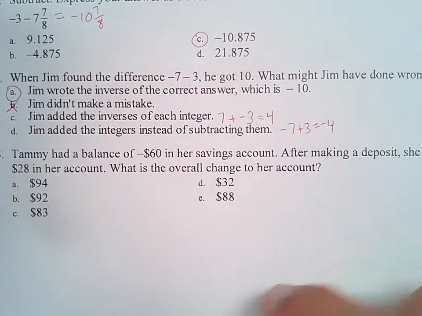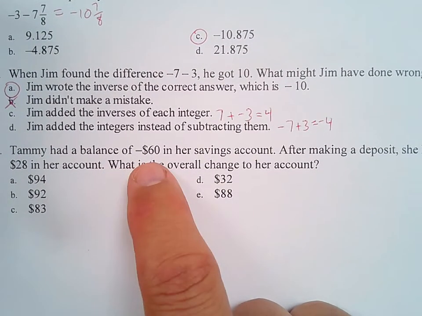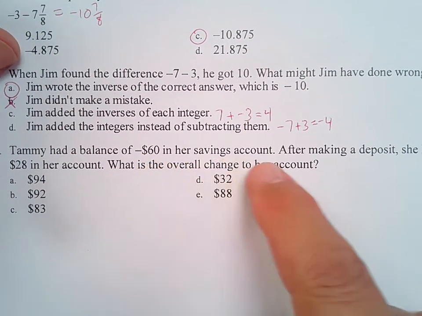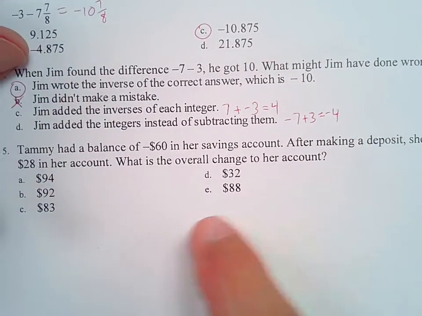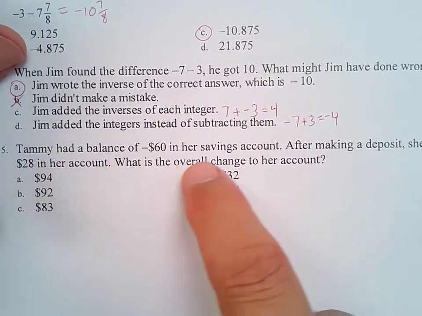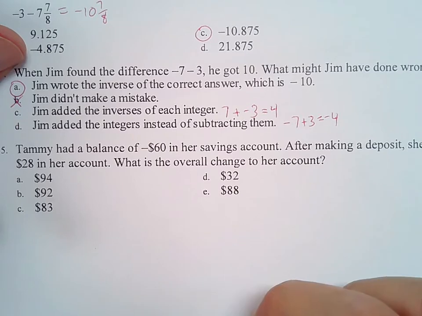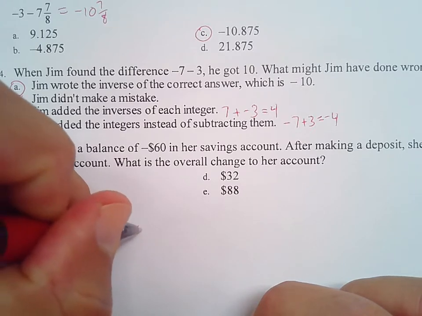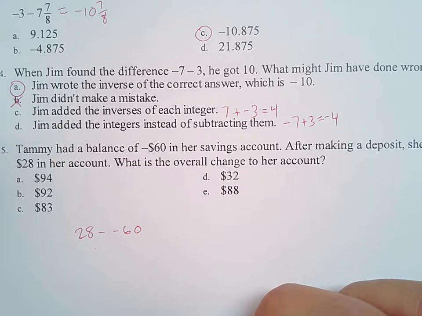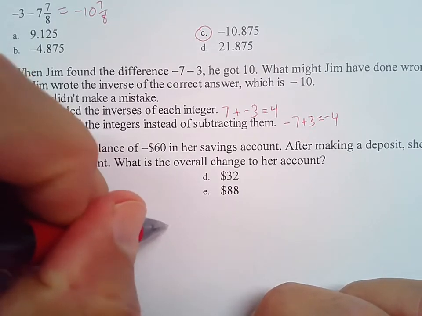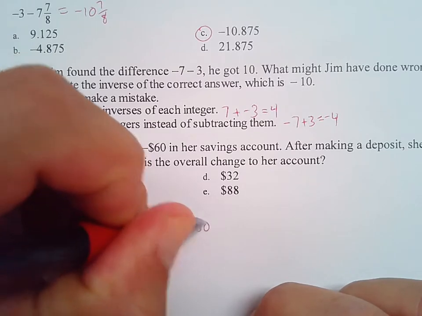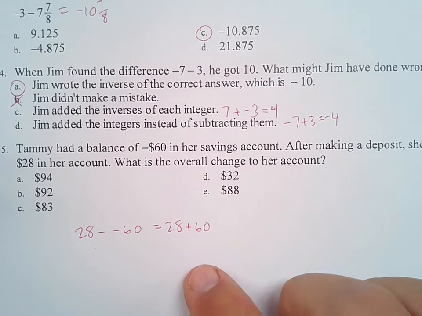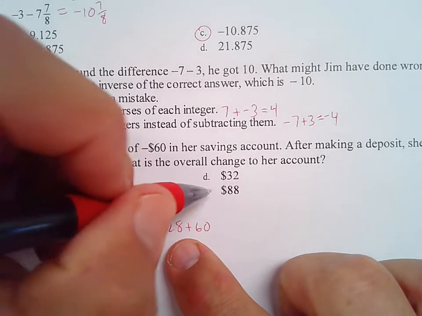All right. Tammy had a balance of -$60. Ooh, she's in the hole 60 bucks. After making a deposit, she has $28 in her account. What's the overall change? Well, that would be 28 minus -60. And that's the same thing as 28 plus 60, which would be 88 then.